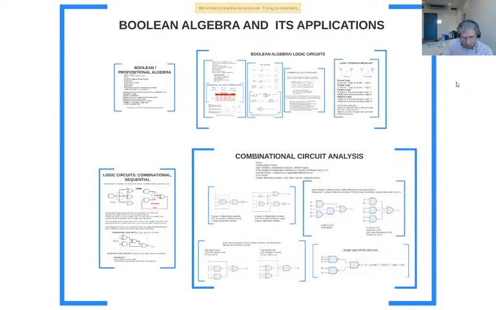So there are two areas that we can apply this algebra. One of them is Boolean propositional algebra. In this video we will examine this one, and then we are going to examine application of Boolean algebra to logic circuits. That is the other one. So altogether maybe 3 videos we're going to see in this chapter.